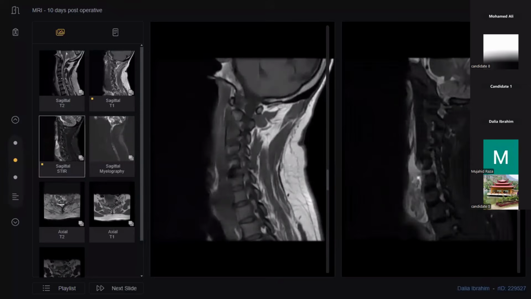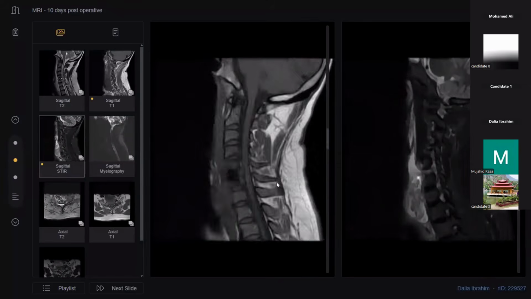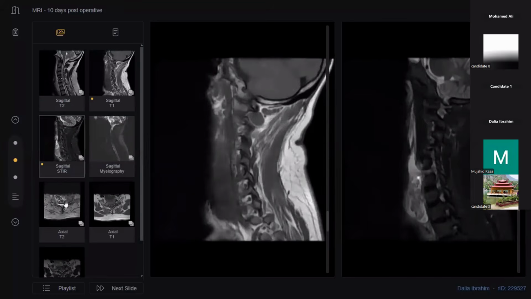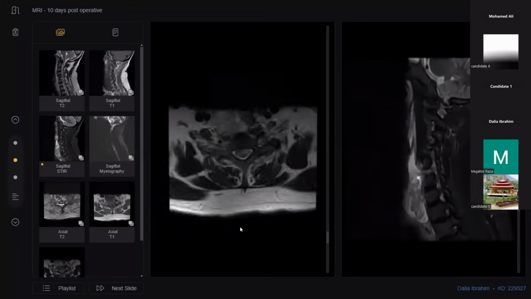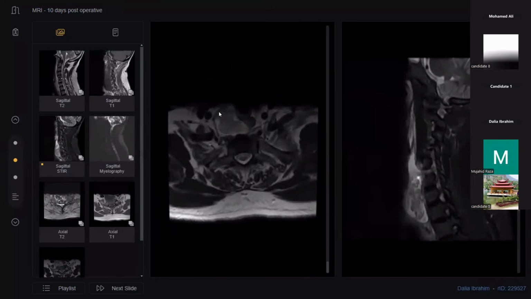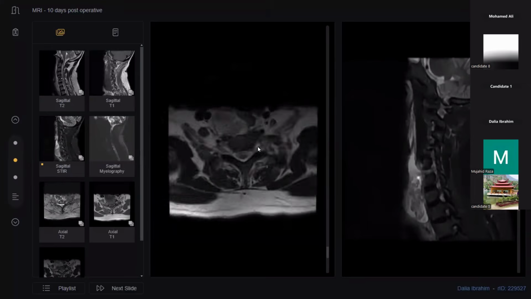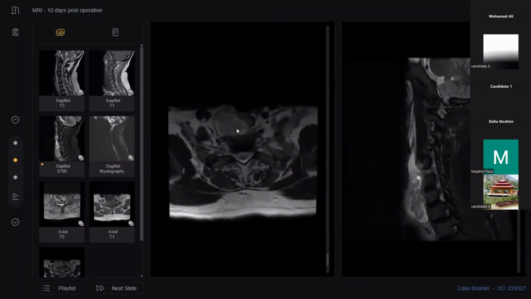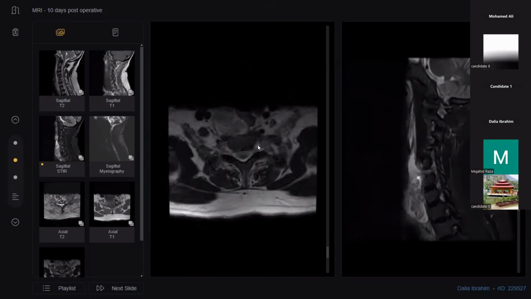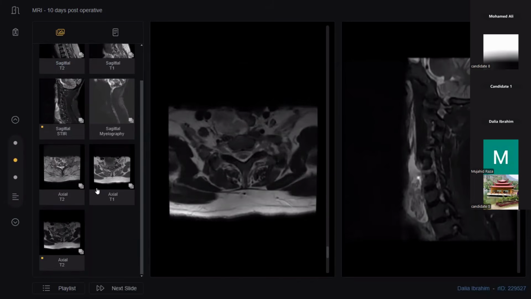I would like to look at the T1-weighted images to see if it is hyperintense. On T1 it is intermediate signal intensity, and on T2-weighted images it is slightly hyperintense. As you can see on the T2, this is a very well-defined collection with hypointensities within. So I would like to look at post-contrast also, if available. No, it's not available.